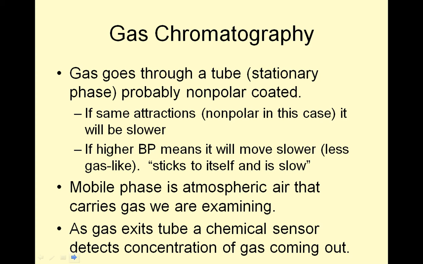Gas goes through a tube, which is a stationary phase. So tube, probably nonpolar coated. So it's got a special coating on it, nonpolar, so that it's non-attractive. If it has the same attractions, so that means if the gas that you're putting in here, so I've got a gas that's going through here, and if this thing has the same attraction as this, it'll go through slower. So typically we're talking about gases, and the gases will expand and spread out. If it has a higher boiling point, it will move slower, less gas-like. It will stick to itself, and it's slow.